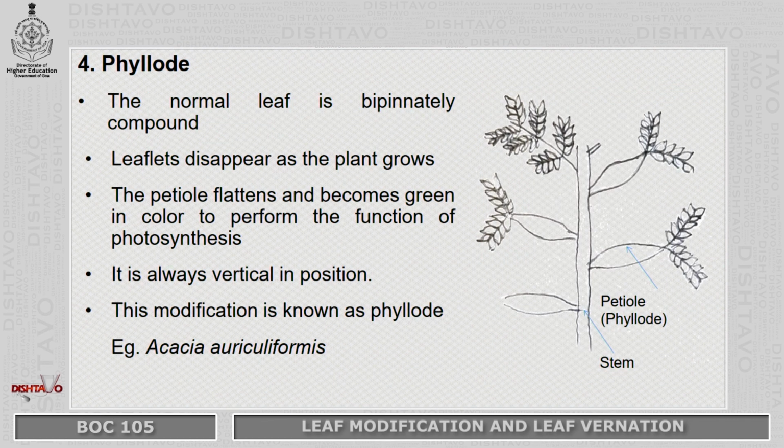Then you have the next modification of leaf into phyllodes. The normal leaf is bipinnately compound. The leaflets disappear as the plant grows. The petiole flattens and becomes green in color to perform the function of photosynthesis. These organs are always vertical in position, and the modification is known as phyllodes, as seen in Acacia auriculiformis.